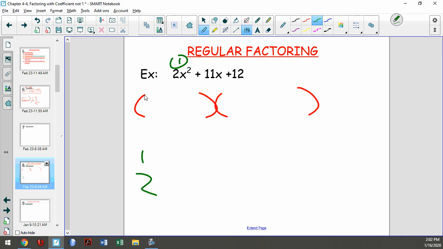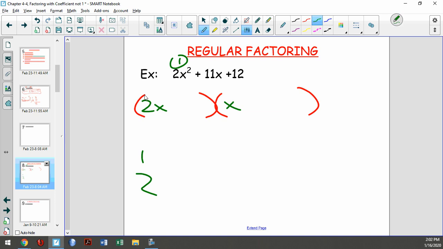Does that make sense? The only way I can get a 2x squared is if I use the numbers 1x and 2x and multiply them together. So I'm going to have a 2x and an x. Do we all understand why I'm using those? To obtain 2x squared. Okay?